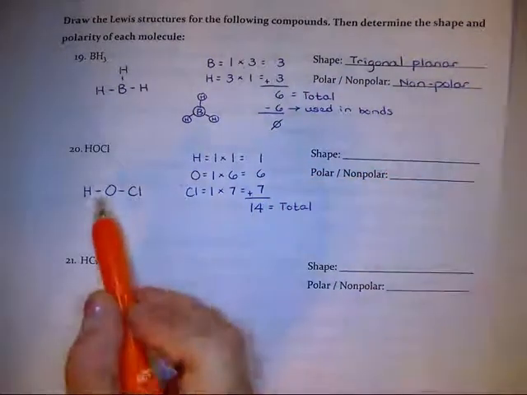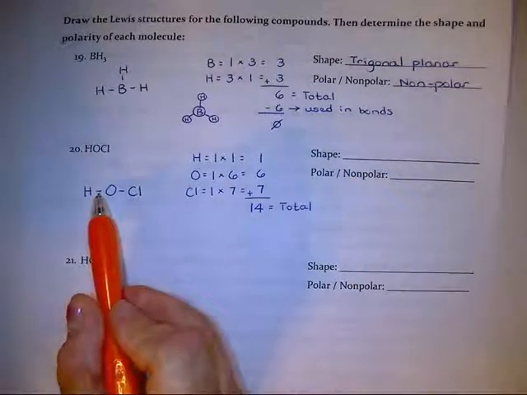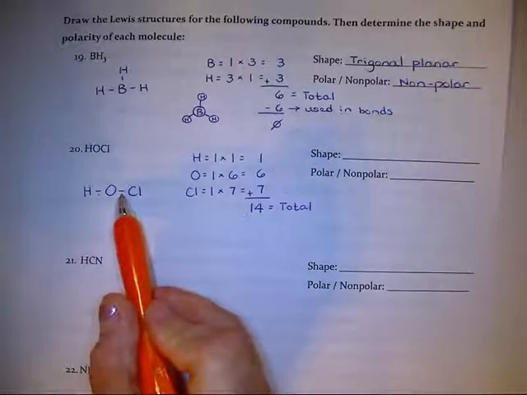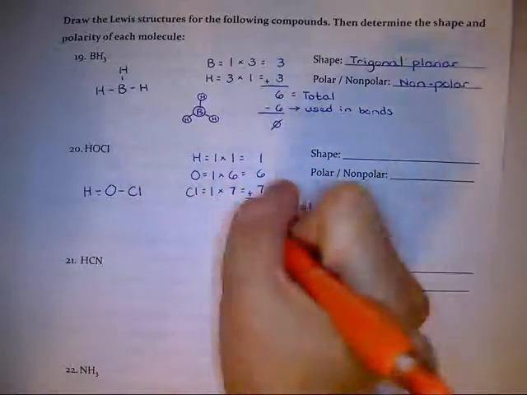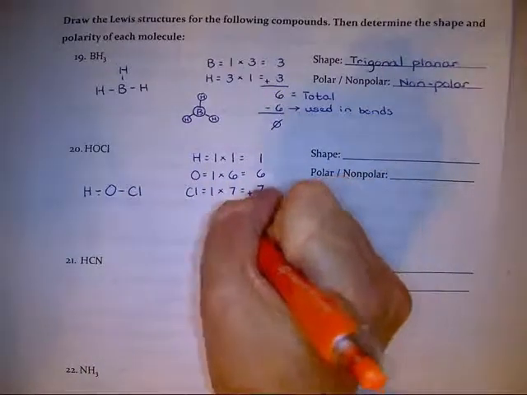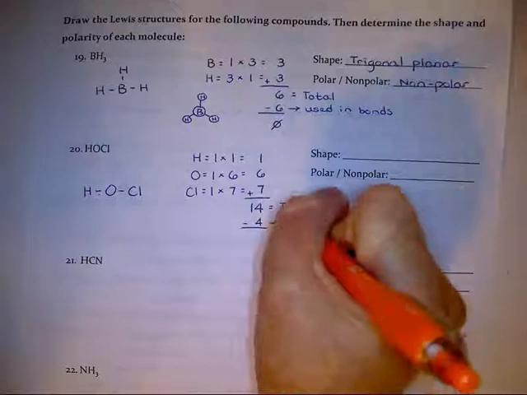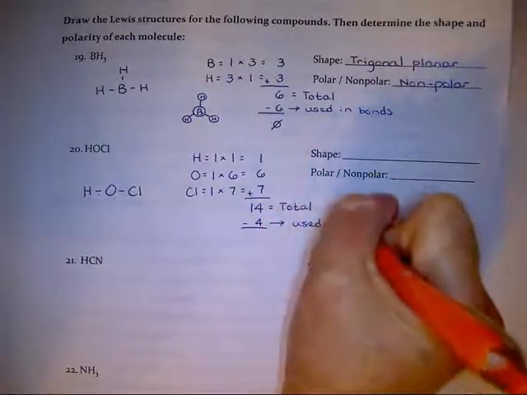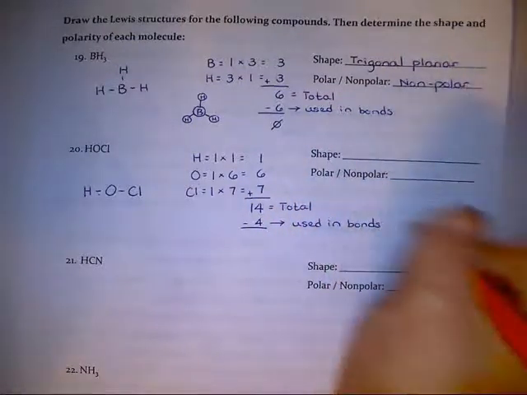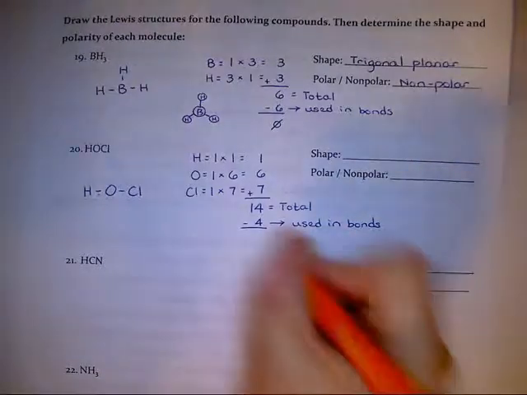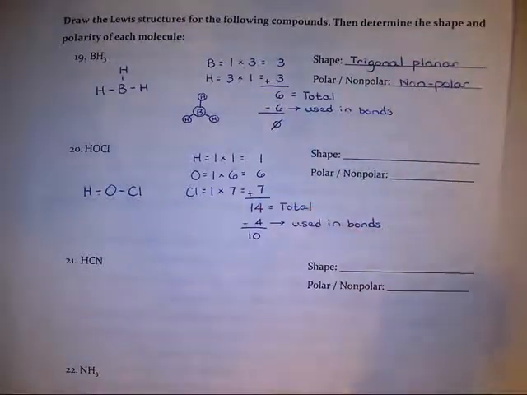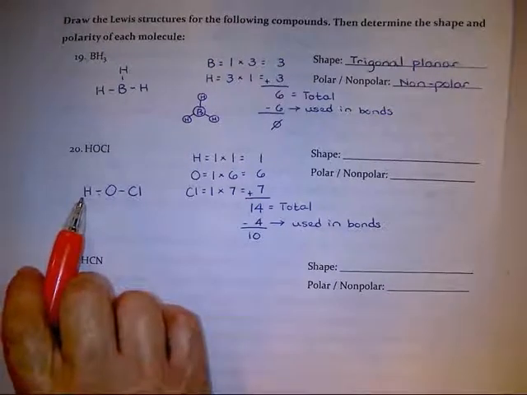Next, I have 2 electrons used here and 2 electrons used here. And so that means I have used up 4 in the bonds. So I'm going to subtract 4 for the ones that are used in the bonds. 14 minus 4 is 10. That means I need to put 10 electrons into this molecule. Ignore the H. H is already done. Once it's bonded, it's finished.